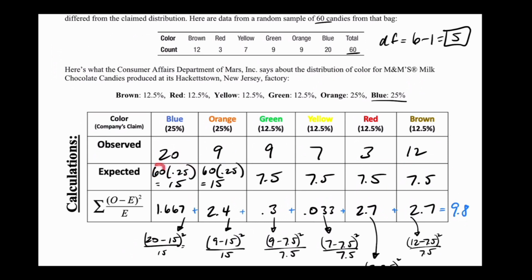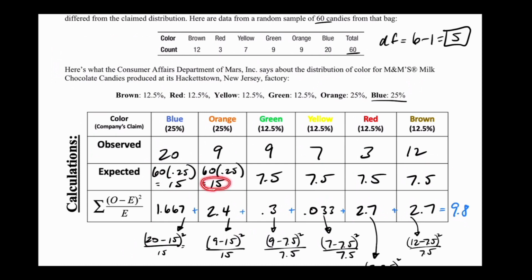Well, I took the total number and multiplied it by what I expect. So for blue, I expect 25%. So I took the total number, multiplied it by what I expected, and I get my expected value. So for blue, I would expect 15 of them to be blue. So you can see I got 5 more than I expected. Could be chance, could be something significant. We're not sure. That's why we're doing this test.